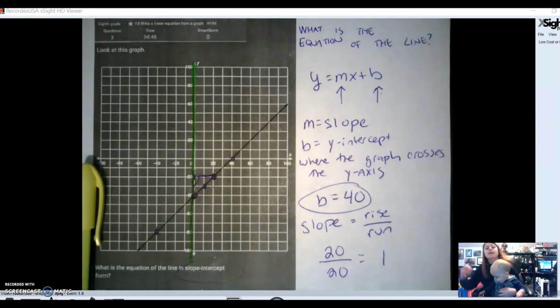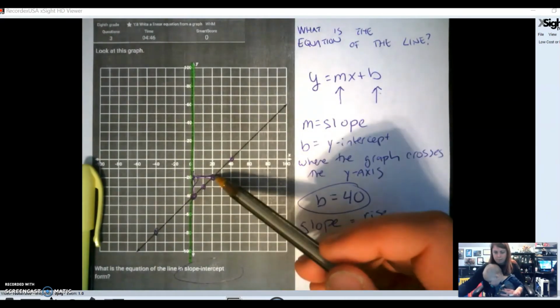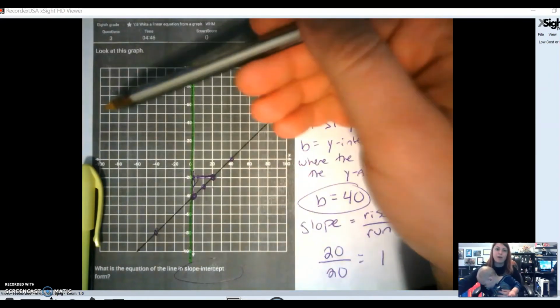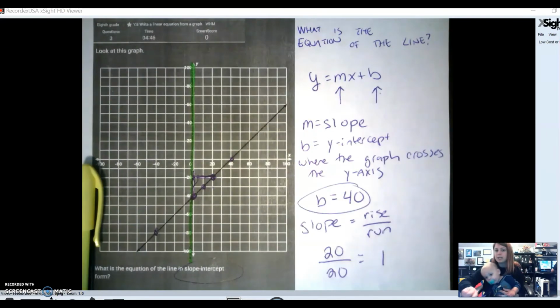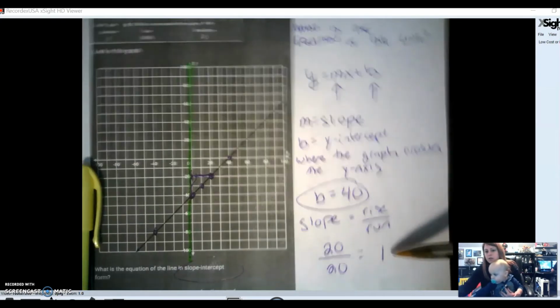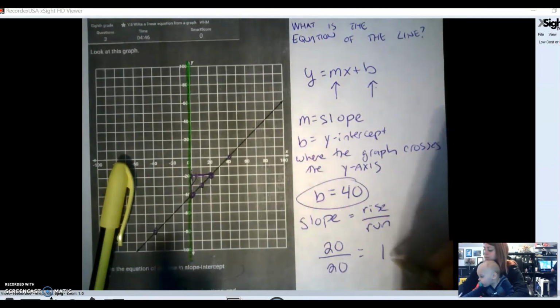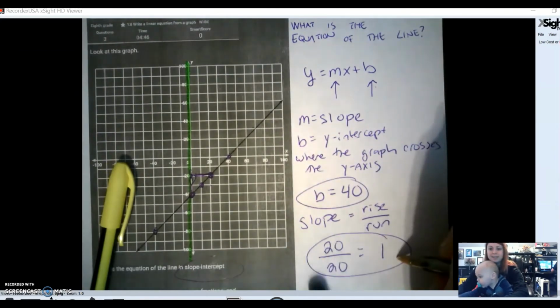The only thing that would be different is I always count points up and to the right. If my graph was going down, I still count to the right. It would just be negative. So the only reason this would be negative is that I'd be counting down. So now I've got my slope and I've got my y-intercept.